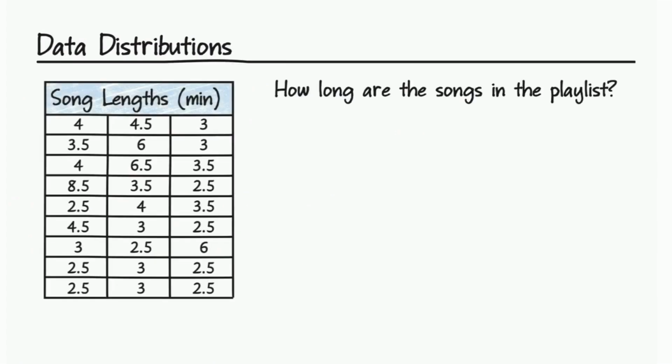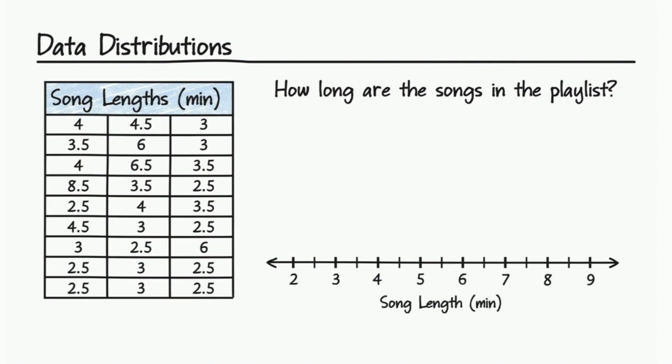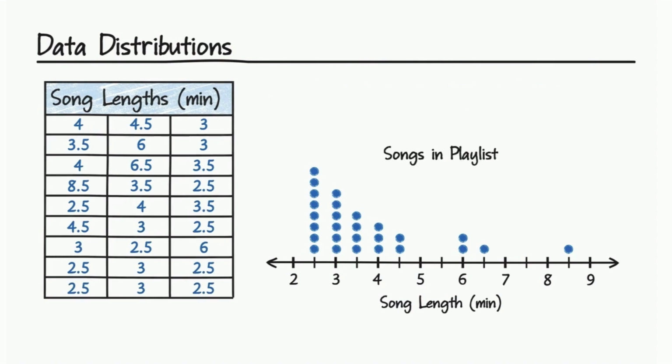Because the data collected to answer a statistical question are likely to vary, students use data displays to organize and make sense of the data. A display, like a dot plot, that orders the data and shows the frequency of each value can help students describe the distribution of the data.